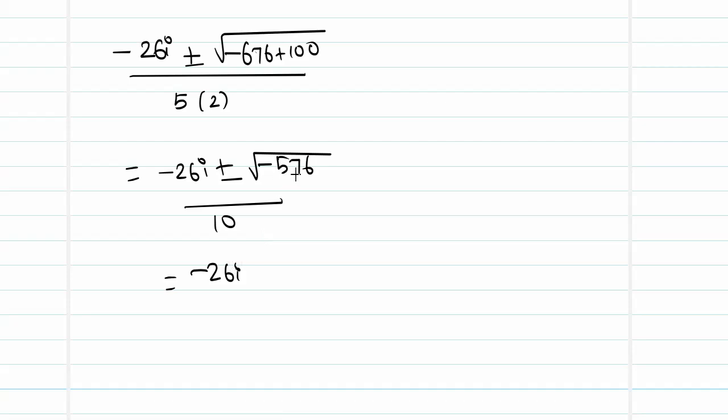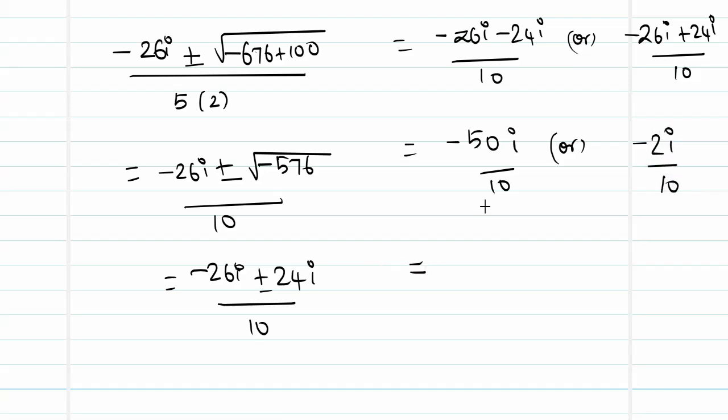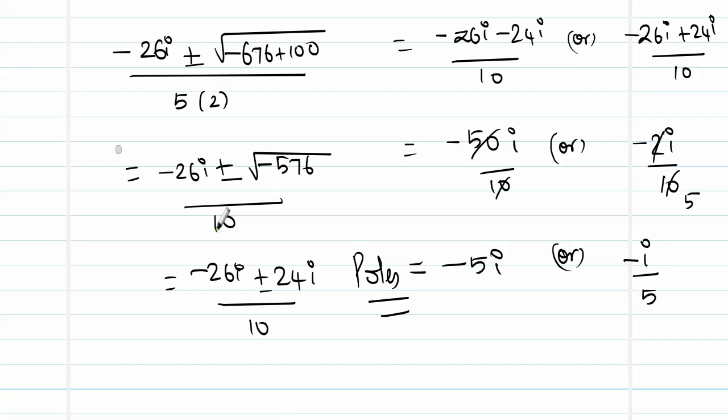What do we know about square root of 576? This is going to be equal to 24, and with a minus sign inside the square root, this turns out as i divided by 10. So the poles are minus 26i minus 24i divided by 10, or minus 26i plus 24i divided by 10. So now this makes it as minus 50i by 10, or this makes it as minus 2i by 10. Hence the poles are finally obtained as, this goes over here 5 times minus 5i, or you can have this to cancel off 5 times to have minus i by 5. So my poles have been obtained as minus 5i and minus i by 5.